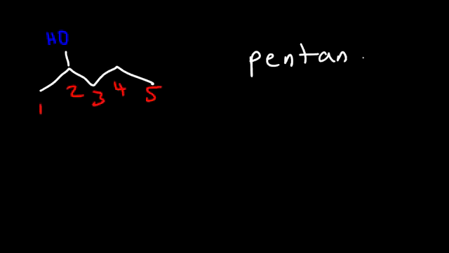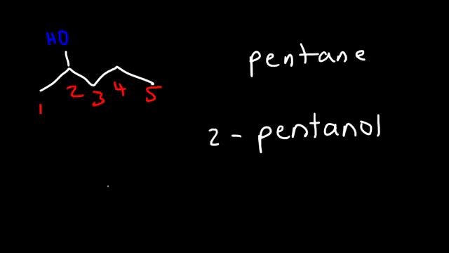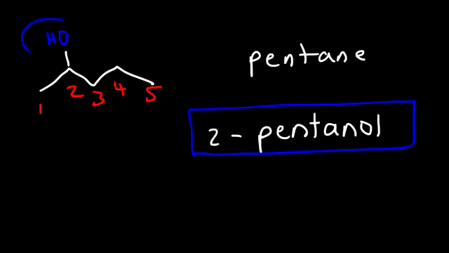Try this example. Go ahead and name the alcohol. So we have to number it. And so the OH group is on carbon 2. And we have a 5-carbon chain, so instead of saying pentane, it's going to be pentanol, but particularly 2-pentanol because of this.